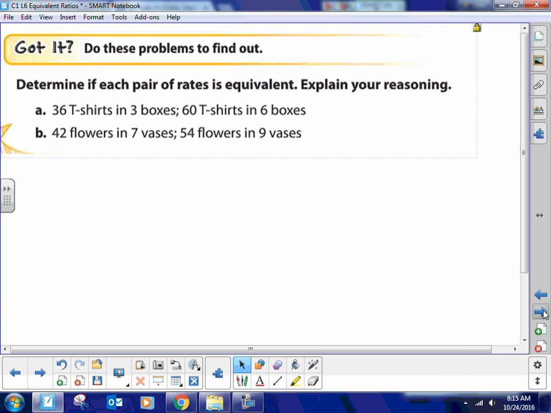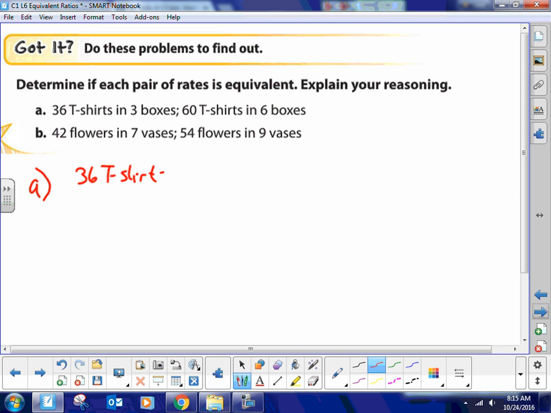We can do these. All right, so I got A. You should try these. You should pause this video, and you should try to do these on your own, and then come back and see if you got it right. I'll give you a second to pause the video. All right, so you got 36 t-shirts in 3 boxes. We got 60 t-shirts in 6 boxes.